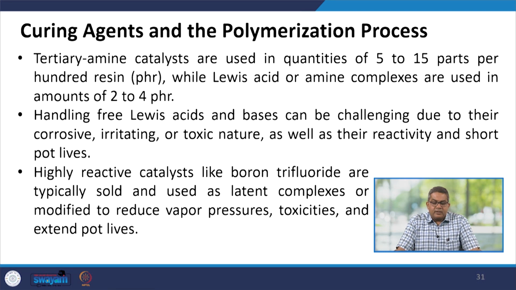Now tertiary amine catalysts are used in quantities of say 5 to 15 parts per 100 resin, while Lewis acid or amine complexes are used in amounts of say 2 to 4 parts per 100 resin. Handling free Lewis acids and bases can be challenging due to their corrosive, irritating or toxic nature, as well as their reactivity and short pot lives. Highly reactive catalysts like boron trifluoride are typically sold and used as latent complexes or modified to reduce vapor pressure and toxicity and extend pot lives.